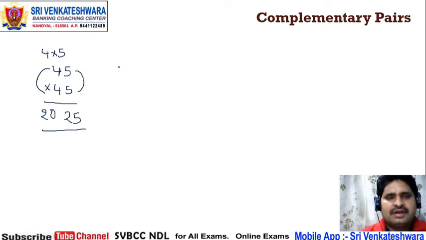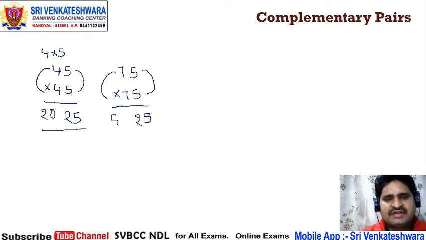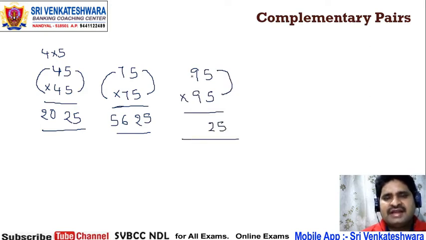Let's take one more example in the same manner. If you want to multiply 75 into 75, how do you take this case? Look again, 5 into 5 is 25, and 7 into the next number. The next number after 7 is 8, right? So 7 into 8 I have to multiply. 7 into 8 is 56, which you write as 5625. If you take one more, if you want to multiply 95 into 95, how do you multiply in this case? You write 5 into 5, 25, and 9 into the next number, 9 into 10, which is 90. So like this we can take these cases.